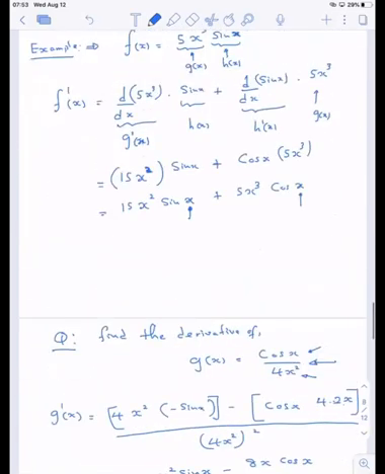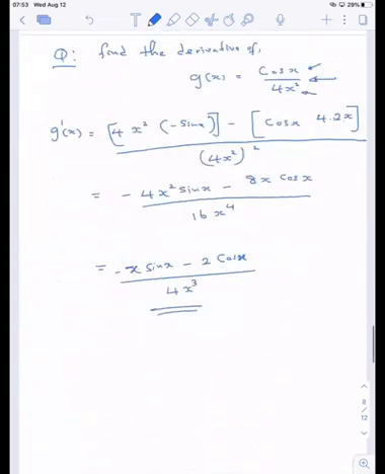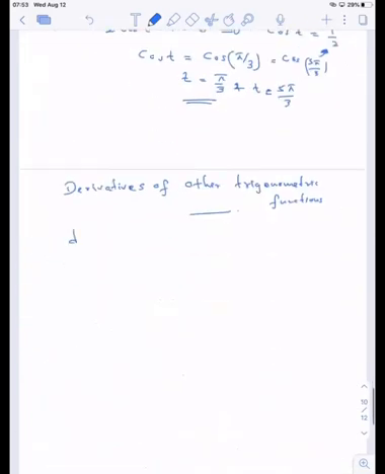So one function will be tan x. So if you differentiate the tan function, the answer will be something called sec squared x. So I assume that you know some trigonometry and you know what sec means, right? Sec x means basically 1 over cosine x, right?